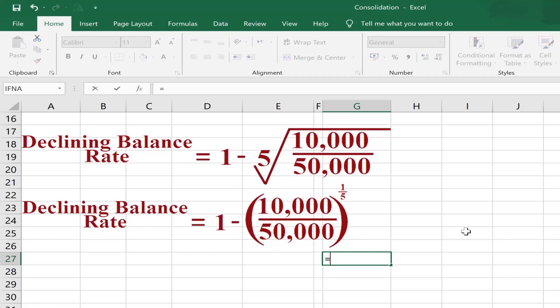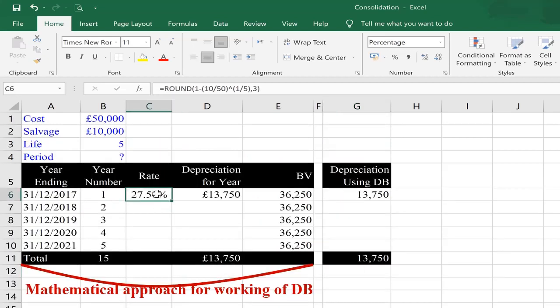Let's get the calculation for the rate using mathematical calculation. 1 minus 10 divided by 50 raised to the power, which is represented by the caret sign, 1 divided by 5, that means fifth root, and the factor that we have received is 0.27, which is equivalent to 27.52%. Let's go back to our table.